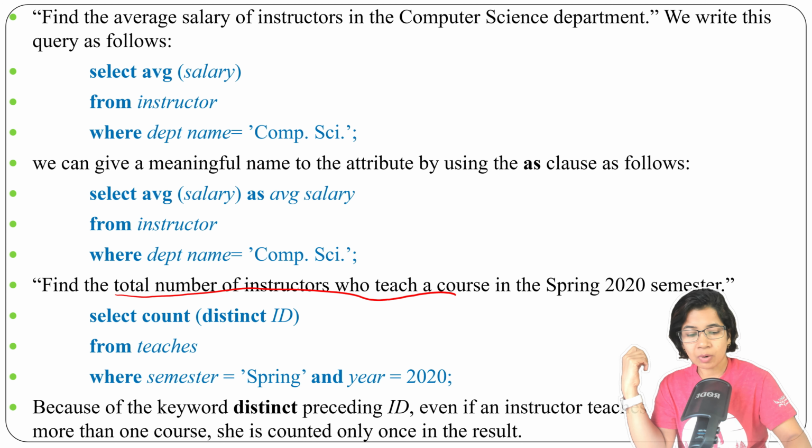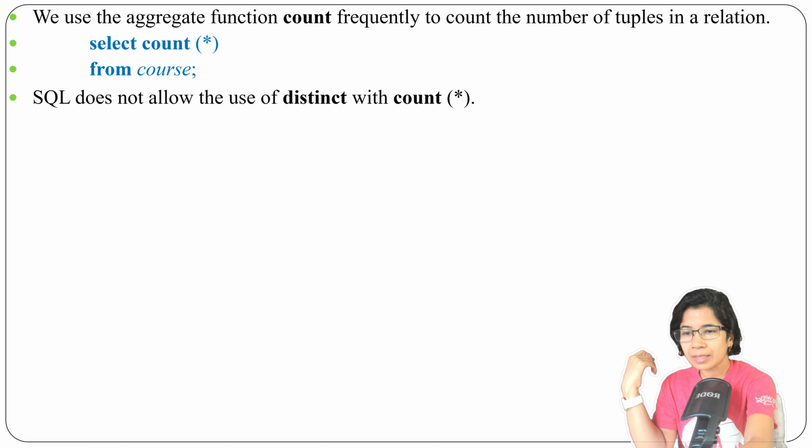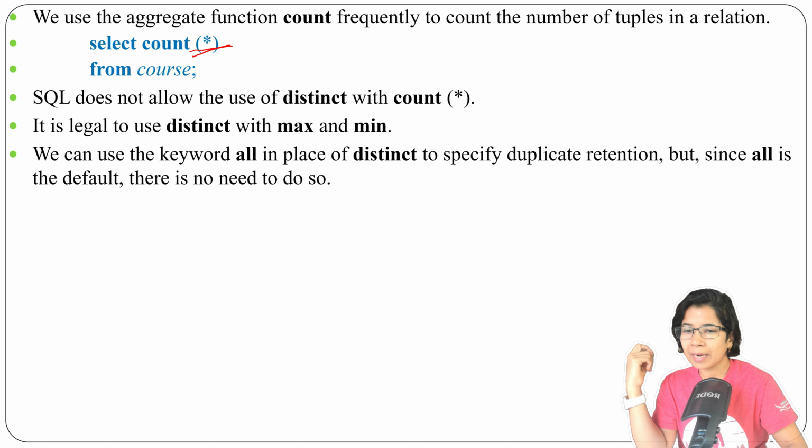And suppose you want to count the number of tuples, you can simply write select count star. So it will count all the tuples in that relation from course. And this star is not for distinct. And we can use distinct with max and min. We can use the keyword all in place of distinct. All will consider duplicates also, whereas in the case of distinct, there are no duplicates. All is the default, we don't need to mention all. If we are not writing distinct, by default it will consider all and it will count every single tuple.